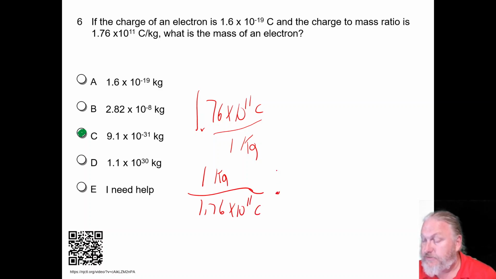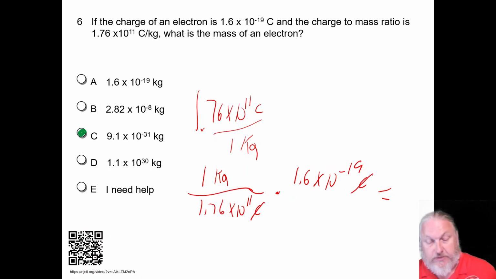All right, so now if I multiply, let's see, 1.6 times 10 to the minus 19th coulombs, right? And this is dimensional analysis. I can cancel out my coulombs, and that's going to leave me kilograms. So let me get my trusty calculator out here in just a sec.